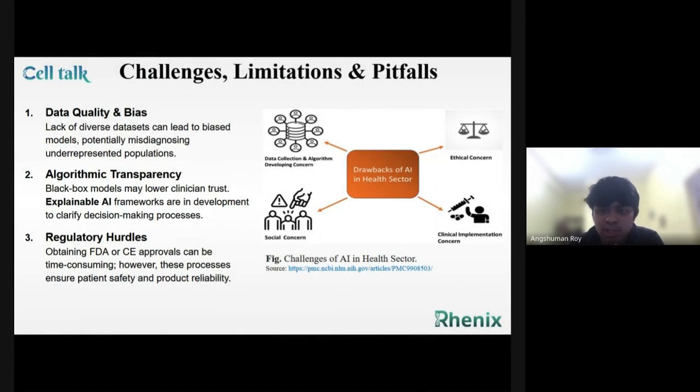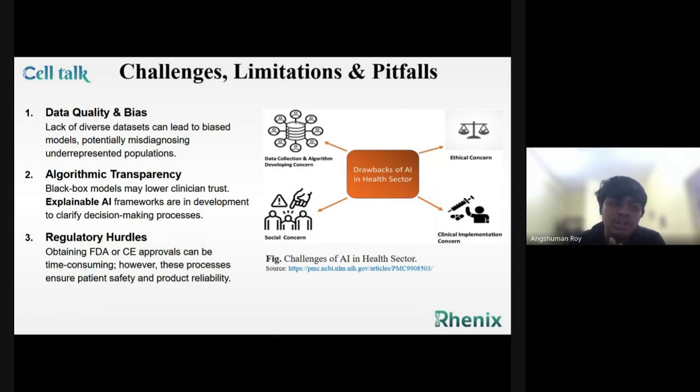Despite the immense potential, AI integration in healthcare faces several challenges, limitations, and pitfalls that must be addressed for successful and sustainable adoption. The first and foremost is data quality and bias. AI models require diverse and high quality data to function effectively. A lack of diverse data can lead to biased models that may misdiagnose underrepresented populations and exacerbate healthcare disparities.